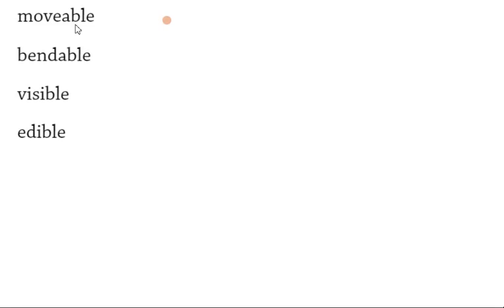We are looking at a couple new suffixes, able and ible, and they take words and make them into adjectives. They take base words or word chunks and make these words into adjectives, or describing words. And we're going to take a look at the differences between them. So let's look at these first four words as an example.